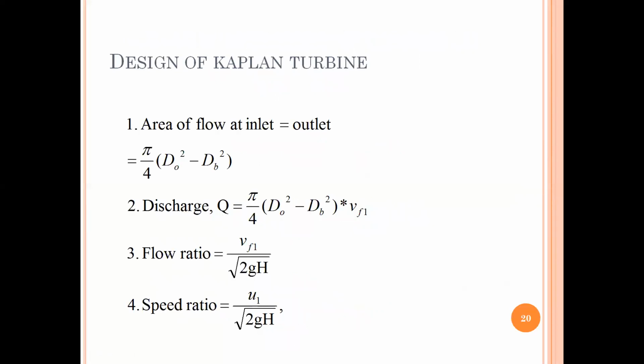Now, these are some of your design criteria for Kaplan turbine. We calculate the area of flow at inlet and outlet, and the area of flow is given by pi by 4 into the outer diameter squared minus the diameter of the boss squared. Now, this is used to calculate my discharge. My discharge is given by this area of flow into VF1. The flow ratio and the speed ratio are the same as in your Francis turbine, but the values of flow ratio and speed ratio are different. The equation is the same, but these values differ from that of Francis turbine.